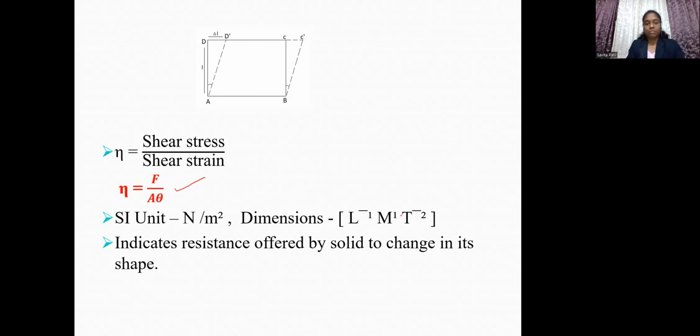This modulus of rigidity indicates resistance offered by solid to change in its shape. Means it indicates the opposition offered by solids to change their shape. So it is the property of only solids. Modulus of rigidity is the property of only solids. So this is all about modulus of rigidity.